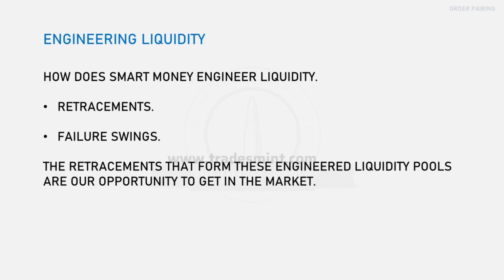Now for them to offload their positions, their long positions or short positions, they need to engineer liquidity prior. So how does smart money engineer liquidity? They do this by retracements and failure swings. The retracements that form these engineered liquidity pools are opportunity for us to get into the marketplace. So think about those retracements and think about those failure swings. We have had a lesson about failure swings already. That's engineered liquidity, right? Low resistance liquidity. We're going to be looking for that as a target.